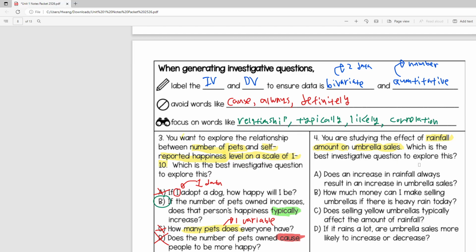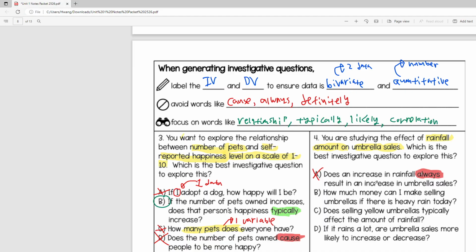You see there is the magic word always. Again, that's a word you should avoid. So therefore, this is not the answer. There's nothing like always, cause, or definitely. No. Please avoid that. Let's look at the second example.